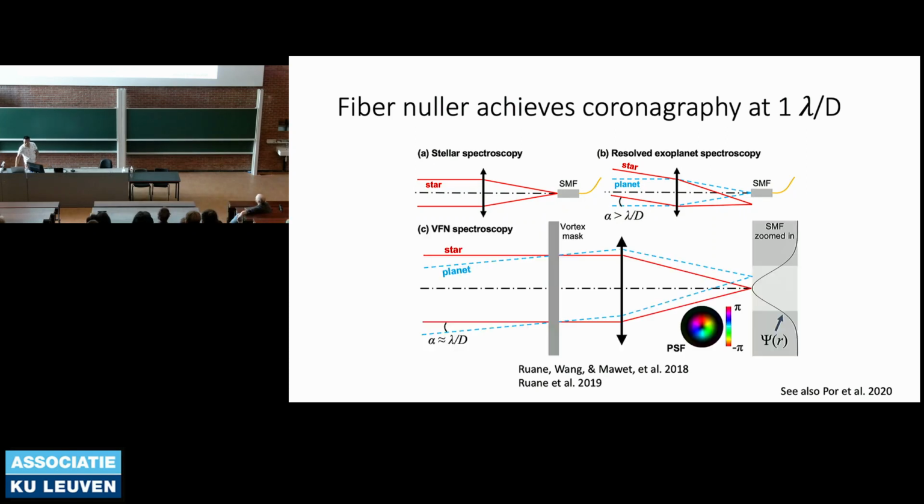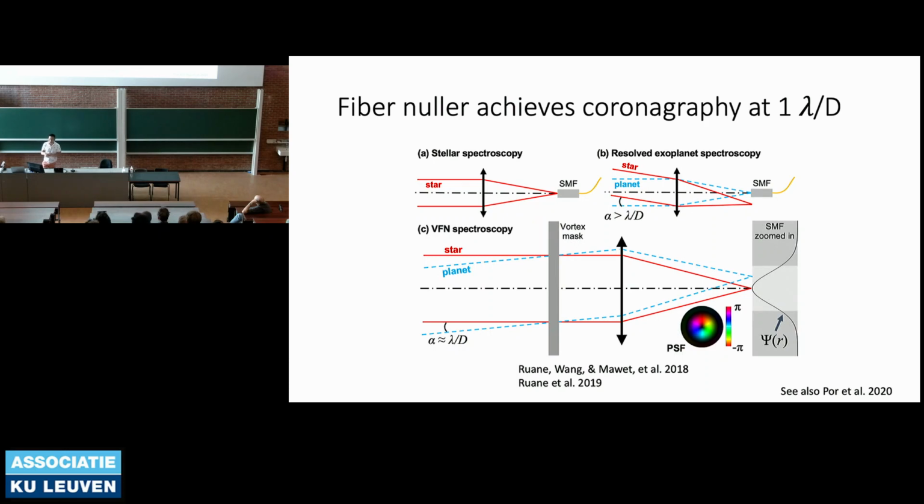The one I'm trying to focus on and bring to attention is this intermediate case where you can only resolve the planet at about 1 λ/D. And that is the kind of spot where a current coronagraph cannot perform, because current coronagraphs can only operate at a few λ/D, and their contrast will not be great at 1 λ/D. So this is the place where it needs the fiber nuller.